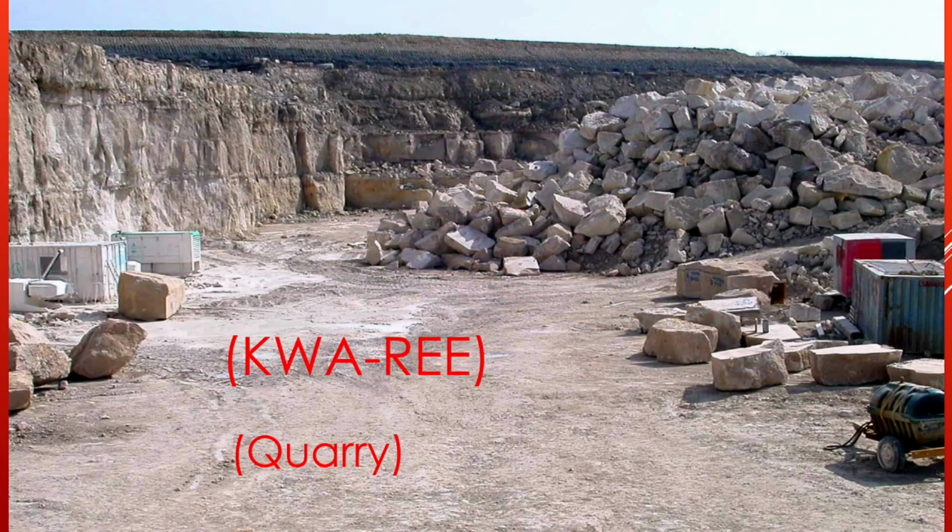Now look at this place. This place is called quarry. See, I have written there quarry. The real spelling is Q-U-A-R-R-Y, but we pronounce it like quarry. So here, this is the place where we cut the stones and we use it for various purposes. So the place where we cut stone is called quarry.